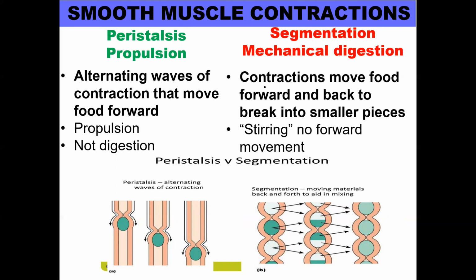Segmentation is stirring and mixing. Okay, so it's kind of this two steps forward, one step back. Food is not making forward progress. We might squeeze a little bit forward, and then we're going to squeeze it back, squeeze it forward, squeeze it back, so that we can mix it up. So if you remember, peristalsis, propulsion, PP, segmentation, stirring, SS. But it's that squishing back and forth.